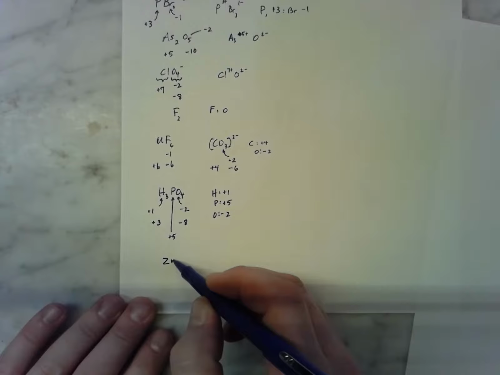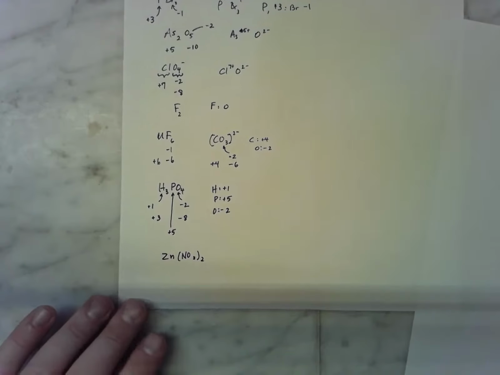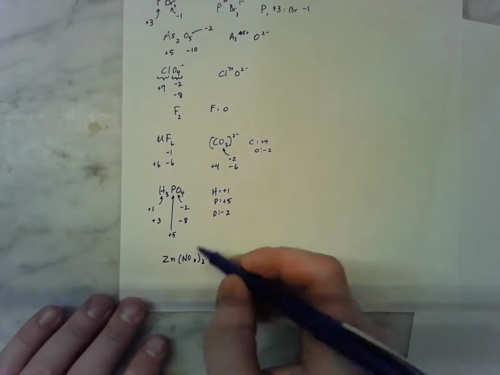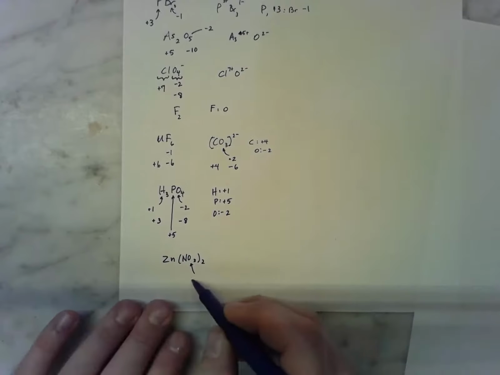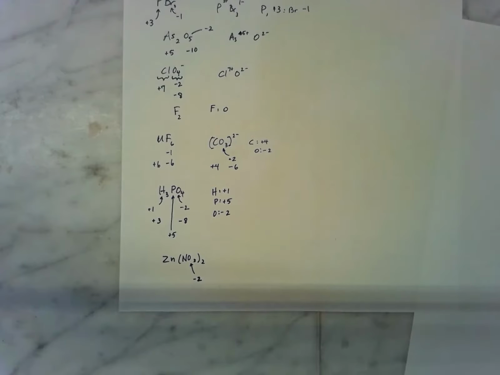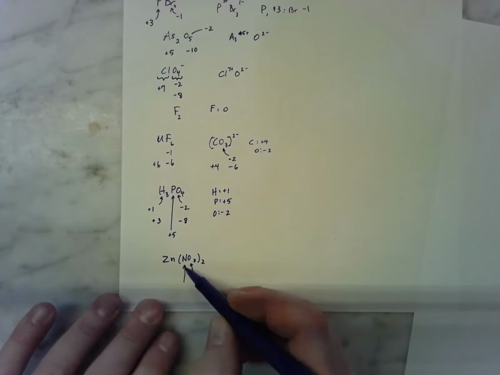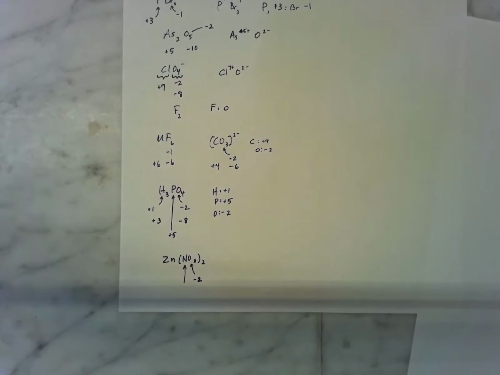Okay, so what do we got? We got zinc nitrate. All right. So what do we have here? We know that oxygen is going to be a -2. All right, how are we going to approach this? We got a couple unknowns here because we don't have rules for nitrogen or zinc.